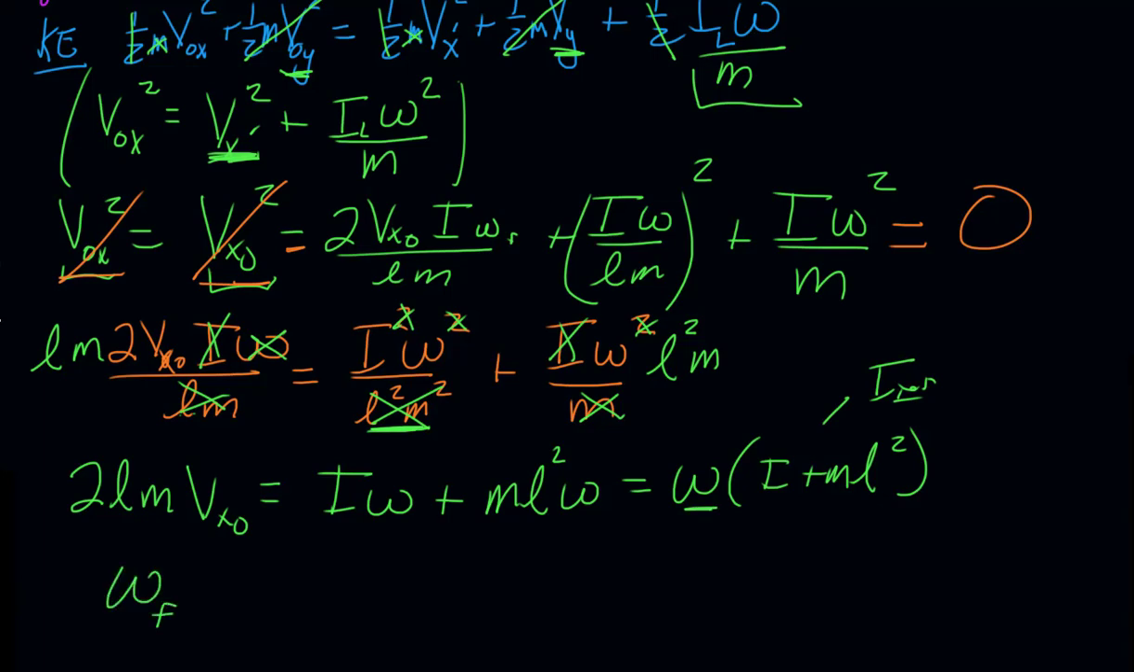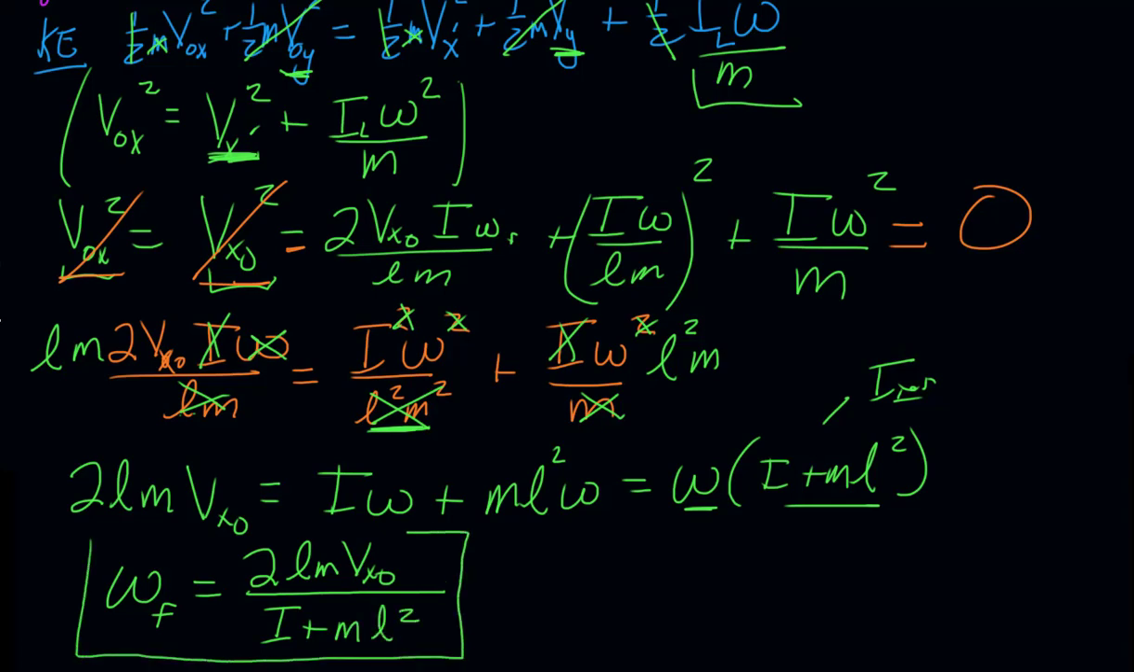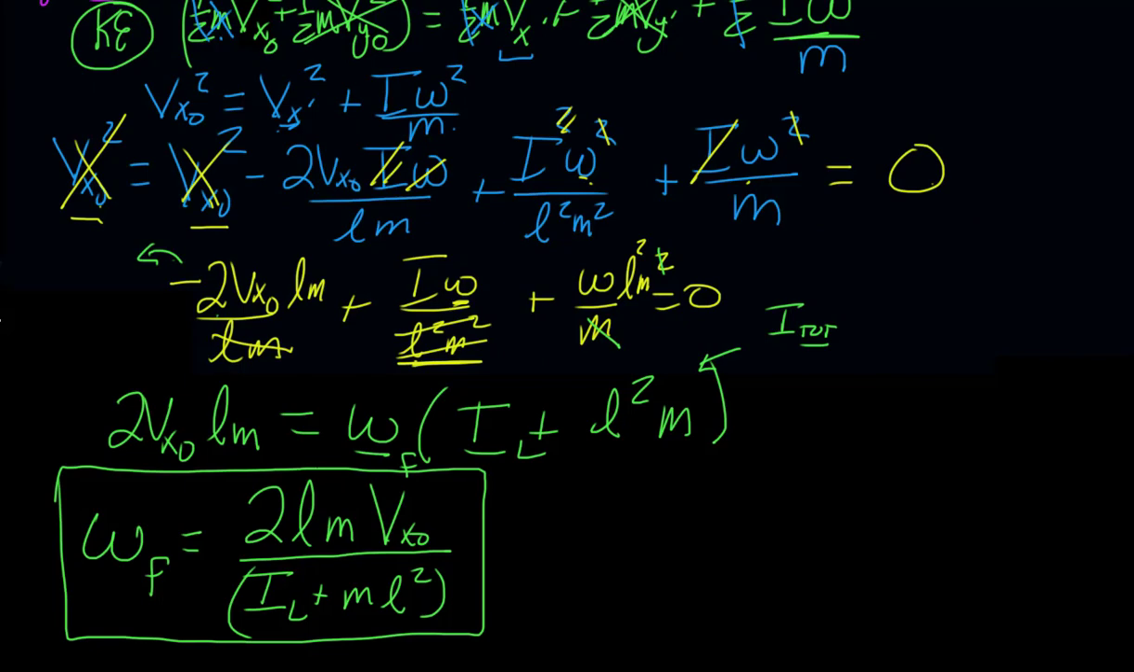Omega final will be 2LmVx0 divided by that, which is I plus ml², where again I of the bar is 1/3 ml². We'll just leave that as I for now though. And this is interesting. In here, LmVx0 is Hx0, the initial angular momentum that we had coming into the event. So this becomes 2H0 on I total, which is sort of interesting.